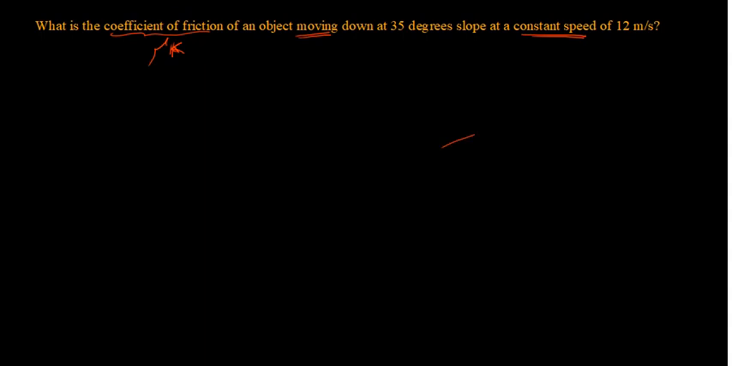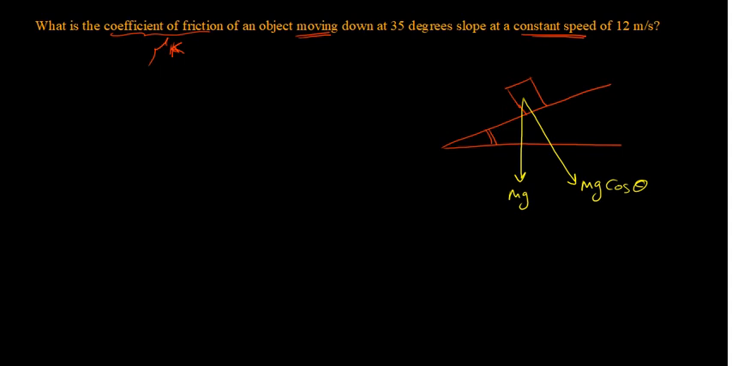Okay, let's try to sketch it. That's the angle, that's our object here. Now we have forces. We know it is the mg, which is going to be analyzed into two components: mg cosine theta, that's the perpendicular one, and mg sine theta, that's the parallel one. We have also the normal force, which will be perpendicular to the surface. And finally, we have the friction, which is going to be opposite to our motion. That's the kinetic friction force.